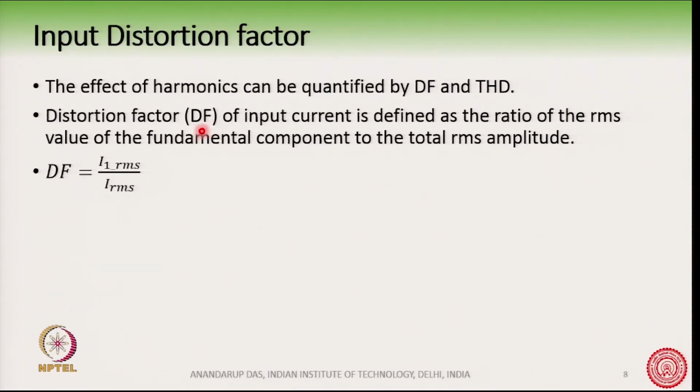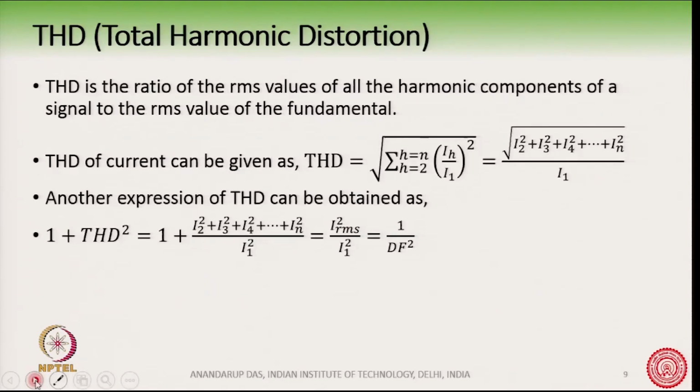The distortion factor of the input current is defined as the ratio of the RMS value of the fundamental component to the total RMS amplitude. So the distortion factor is the fundamental RMS divided by the total RMS, in the presence of harmonics. This is one definition, distortion factor.